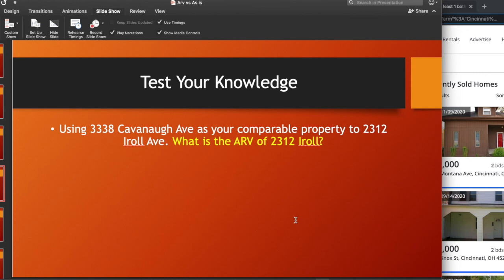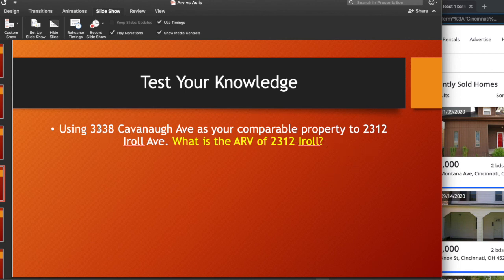So let's test your knowledge. Let's see if you actually grasp what I'm saying. So using 3338 Kavanaugh Avenue as your comparable property to 2312 Iro Avenue, what would be the ARV of 2312 Iro?